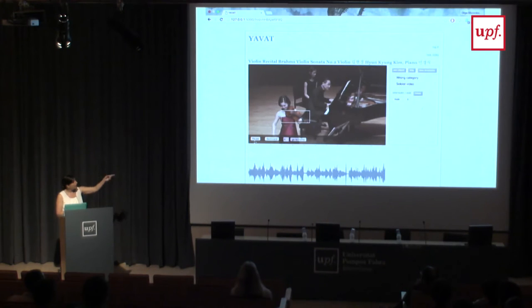You may see here they are. Two instruments, and then we can focus on one of them or we can focus on both. So this is the kind of annotations we are now collecting.